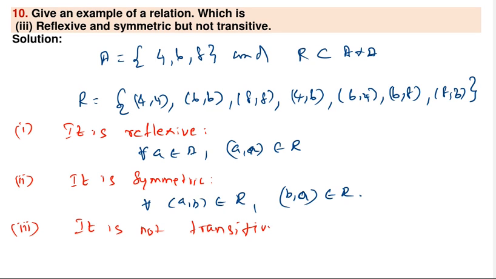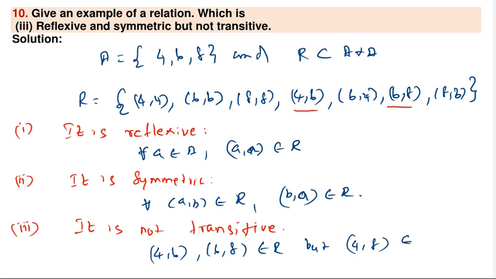So dear student, to say it is not transitive, showing one violation is enough. If we take (4,6) and (6,8) belong to R, but (4,8) does not belong to R, so it is not transitive. Okay, this is with the help of the example, and we have shown all the three requirements. It is reflexive, it is symmetric, but not transitive.